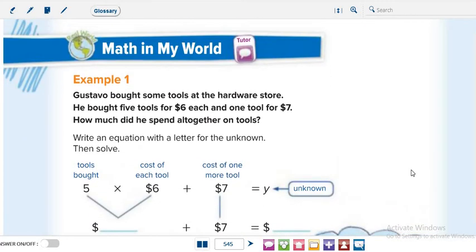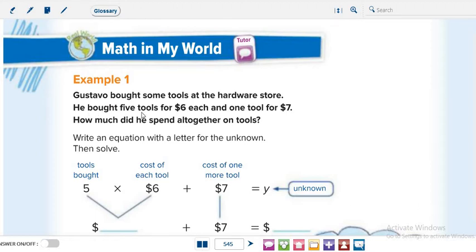Example number 1. Gustavo bought some tools at the hardware store. He bought 5 tools for $6 each and 1 tool for $7. How much did he spend altogether on tools? What do you think, grade 3? How can we find that? Let's solve the question step by step.